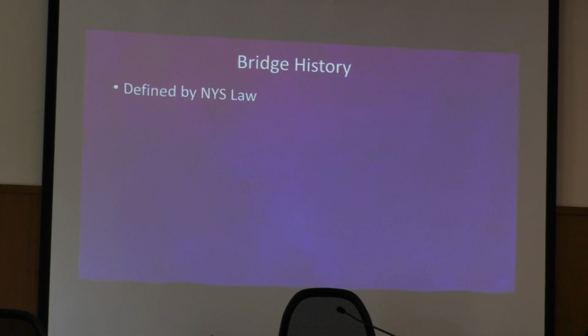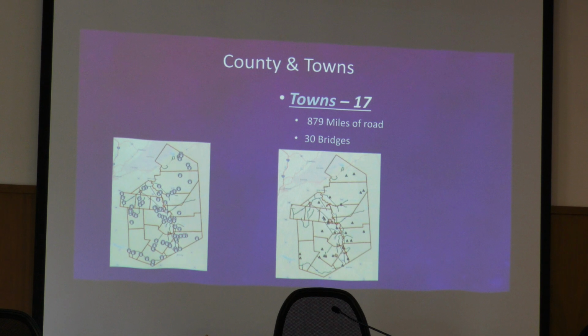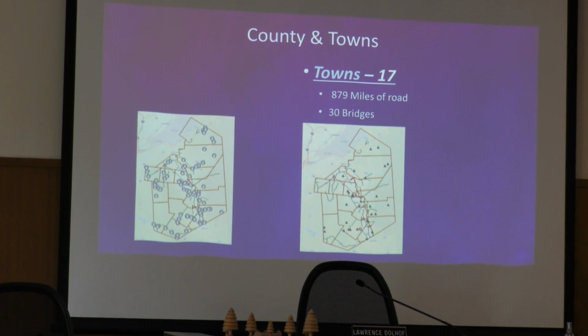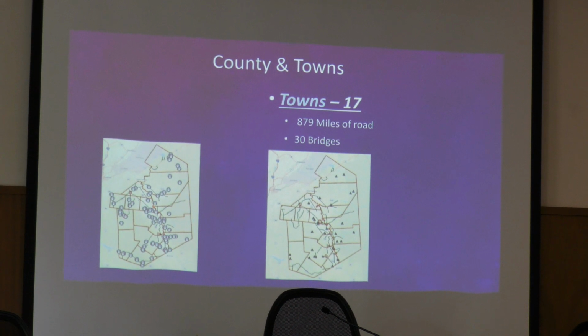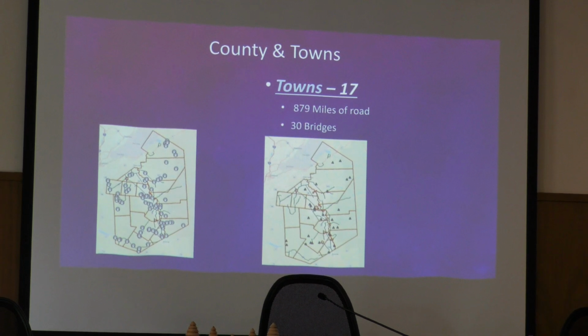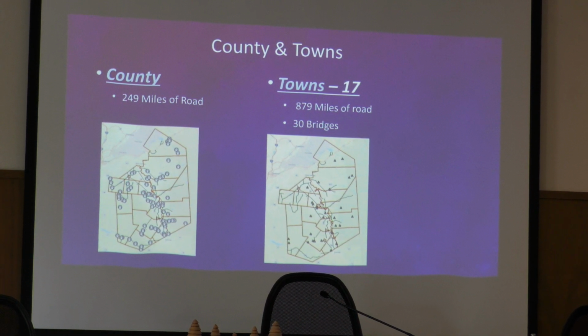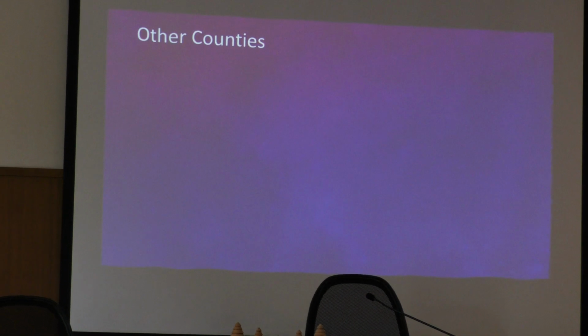So I want to show you how that all kind of played out in Lewis County. In Lewis County, there are 17 towns with 879 miles of road and 30 bridges that remain, because those 30 bridges are the ones that were 20 to 25 feet. Now there's a few exceptions to that, and we'll talk about that in a minute. The county has 250 miles of road, and we have 89 bridges. Those are not all on county roads. In fact, the majority of those are on town roads. It's just that they're bigger spans that we manage and control and take care of.